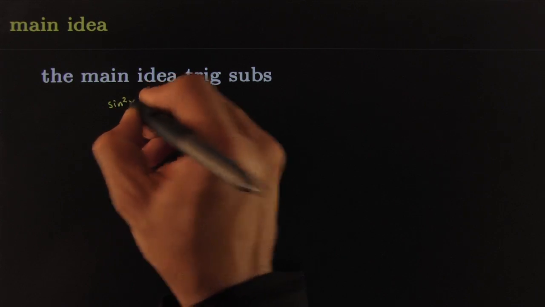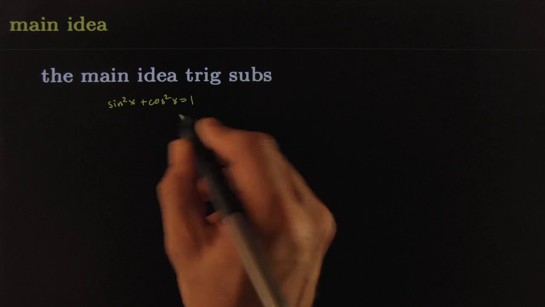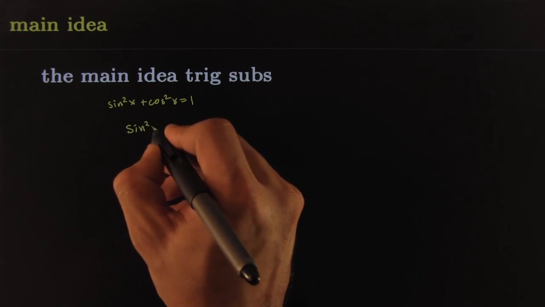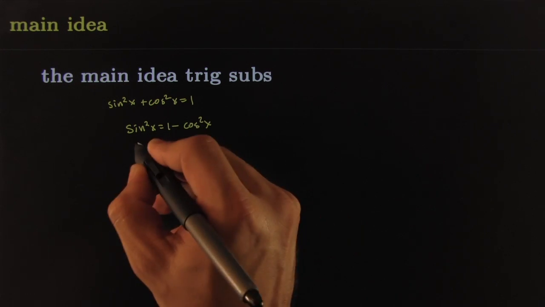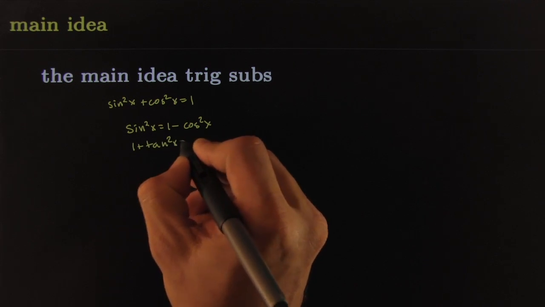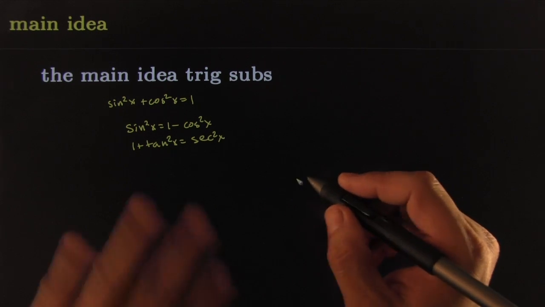Sine squared of x plus cosine squared of x is equal to 1. Of course, those can be rearranged to say, for example, that sine squared of x is equal to 1 minus cosine squared of x. And there are other versions. For example, 1 plus tangent squared of x is well known to be secant squared of x, etc., etc.